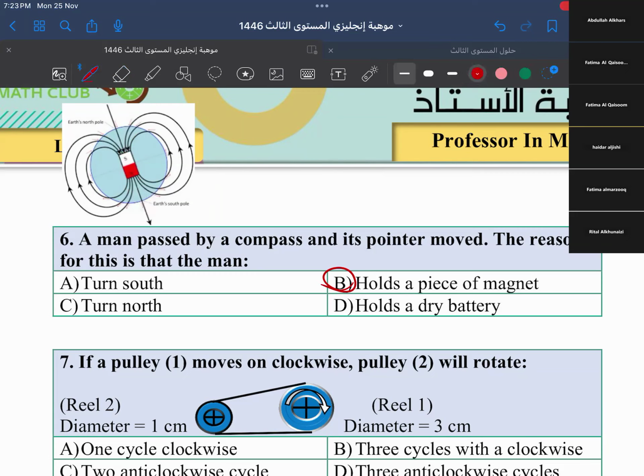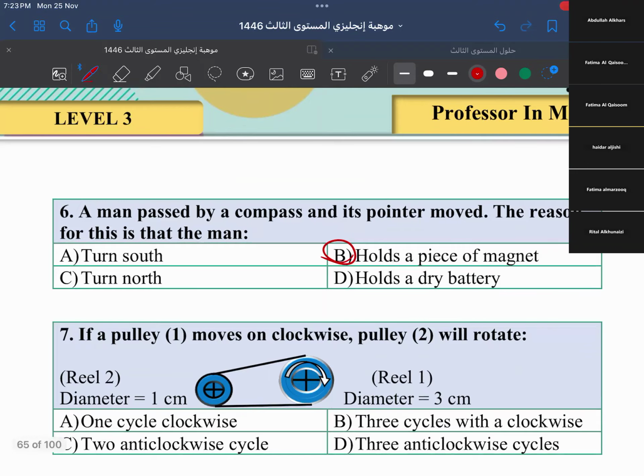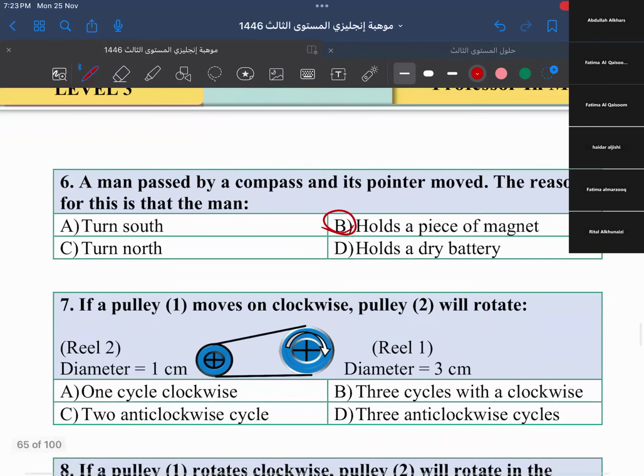So here, when another piece of magnet passes by it, it's closer and has more force affecting this needle, so it's going to move it with it. Is that clear? Yes. Okay, excellent.